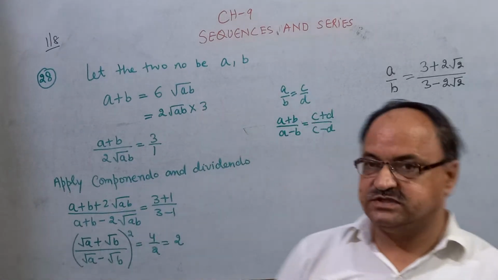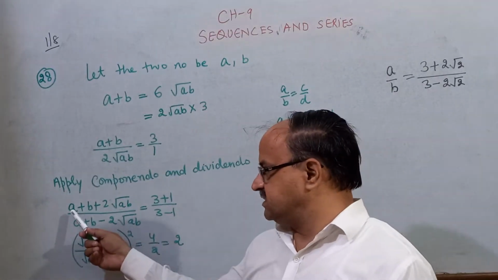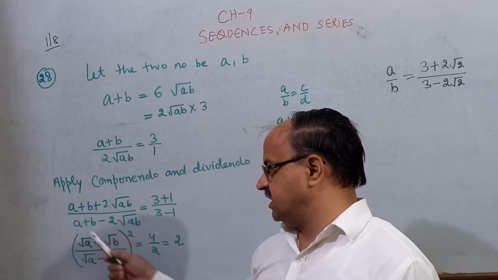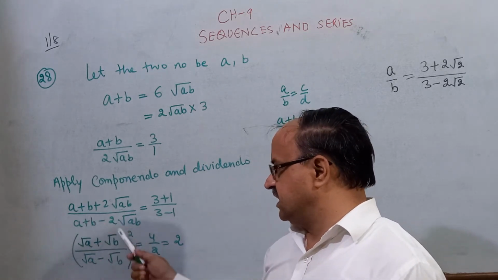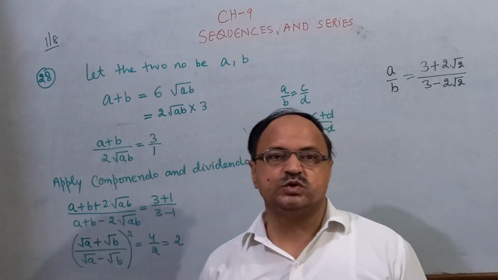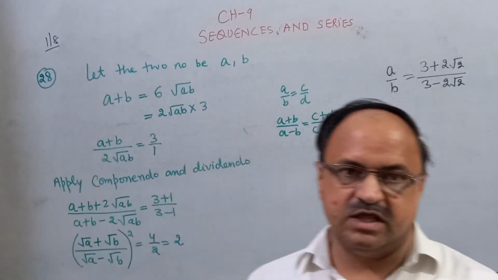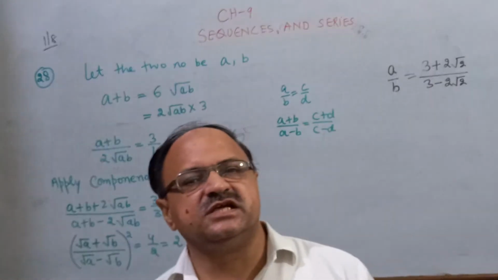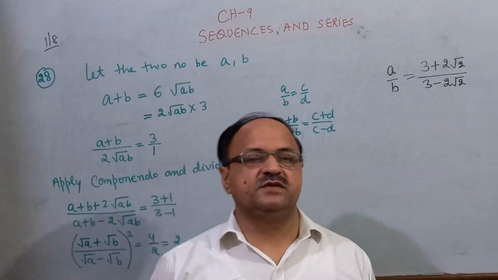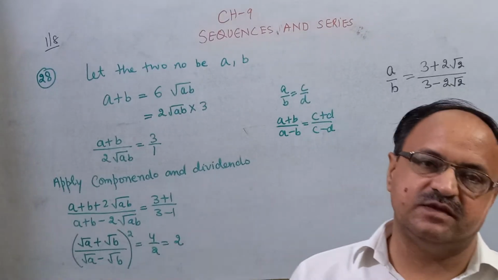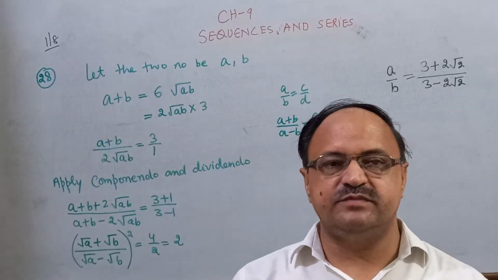Again check this step. This is a very difficult step. You know that root A square is A, root B square is B, and 2 root A into root B is 2 root AB. Clear? Already you know about the identity. A square plus B square plus 2AB is equal to A plus B whole square. So simple identity.